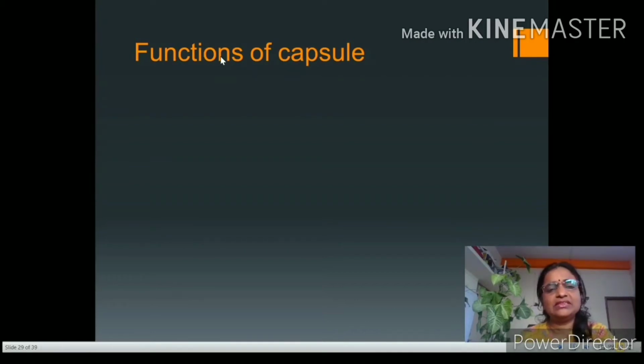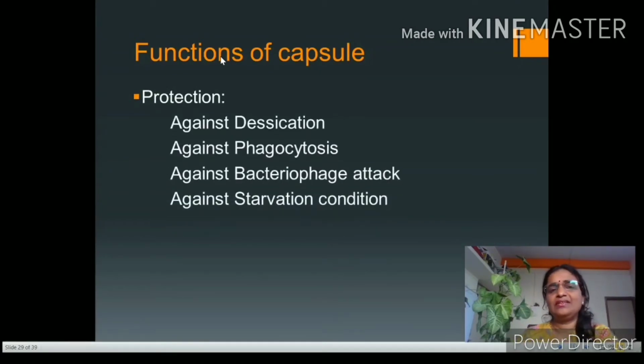offered by the capsule is protection. What type of protection does the capsule provide? A number of different types of protection. First, the capsule provides protection against desiccation. Desiccation means drying. How does it protect against desiccation? As I told, the capsule consists of 98% water. So when there is a dry condition in the environment, bacteria can use water content from the capsule, and that is how the cell can survive in dry conditions. That is called protection against desiccation.